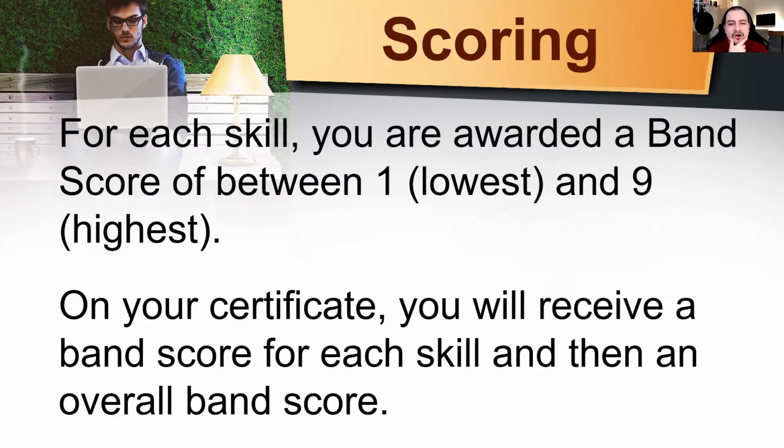Now, let's talk about the scoring of the IELTS, okay? Because I believe that many people are not used to this type of scoring. So they get a little bit confused about what the band score really means, okay? So what you should know is that the band scores go from 1, which is the lowest score, to 9, which is the highest score that you can get. And you're going to have a band score for each skill. So one band score for reading, one for listening, one for speaking, and one for writing. Okay, and you're also going to have an overall band score, which is basically what you truly care about.